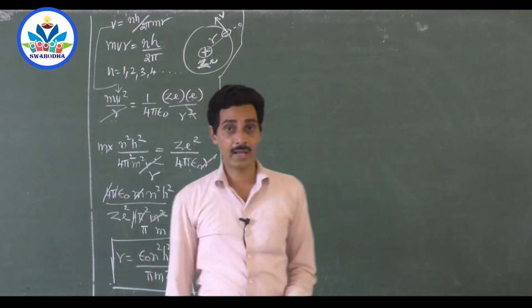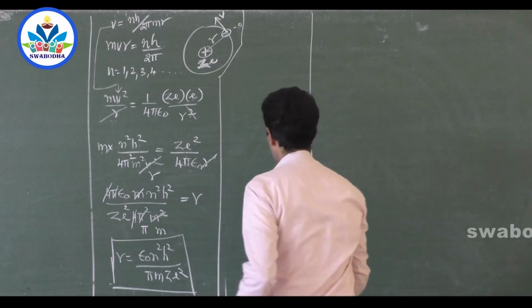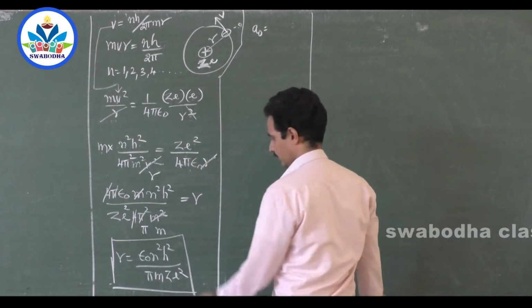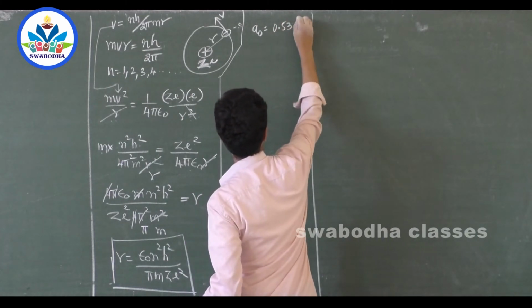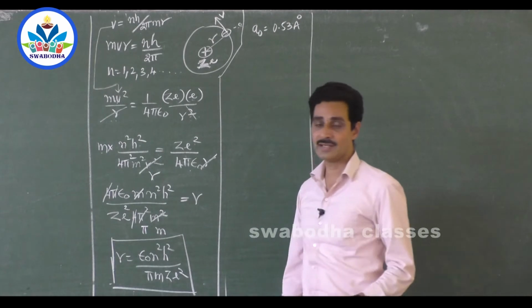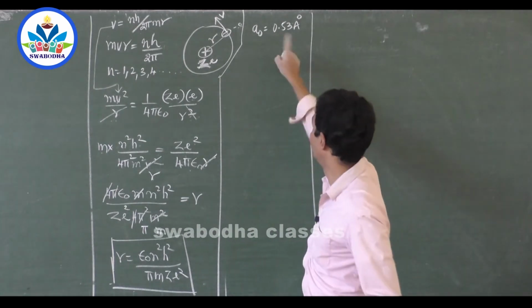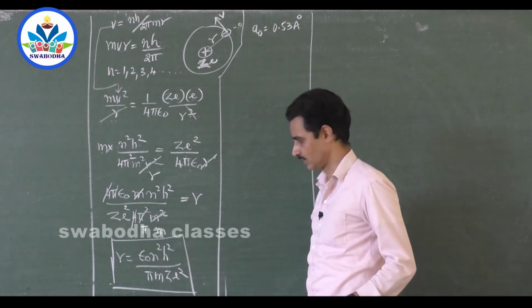So when Bohr applied this to the hydrogen atom, he got the answer as a naught. R is taken as a naught. Substitute all these values, 0.53 angstroms. Right? So that is the radius of the first orbit of hydrogen atom. What is the radius of the second orbit? Into 4. Because 2 square. Earlier you have substituted it as 1 square.